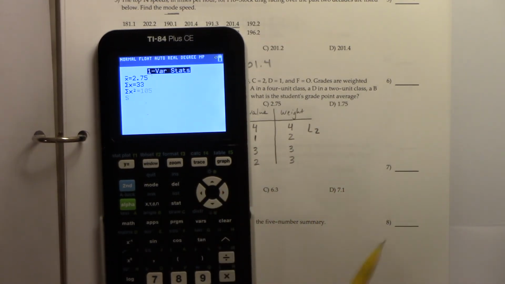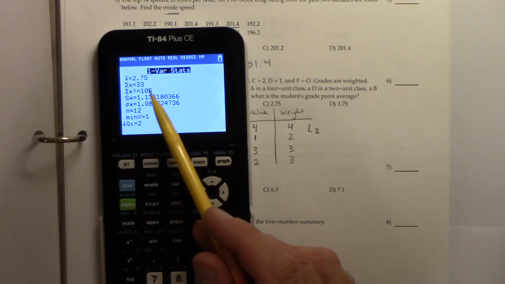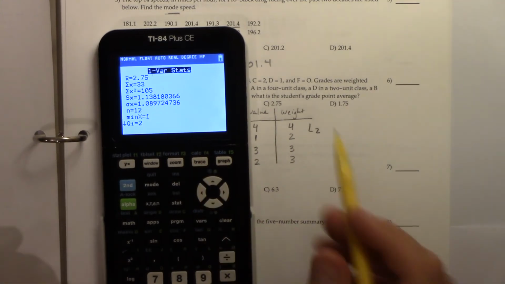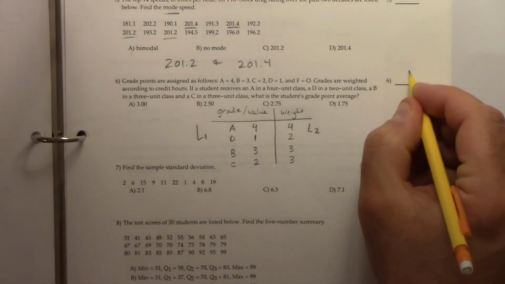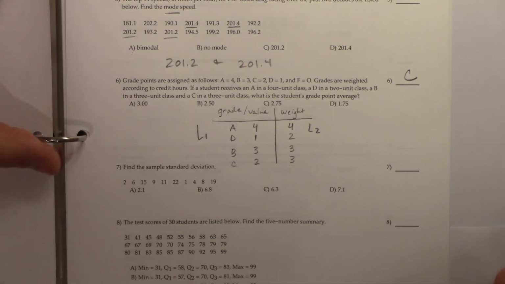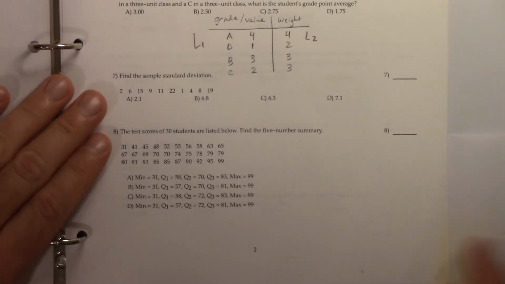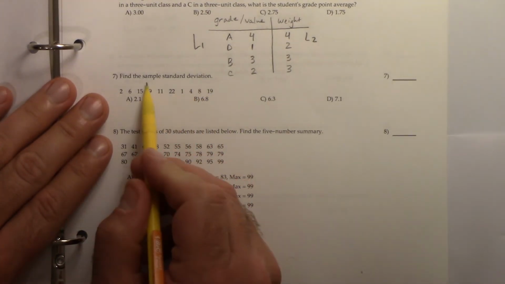Now I'm ready to calculate, and I see that that X bar value is 2.75. So 2.75, that looks like option C for our final answer. Go ahead and record that here. All right, so let's move down to problem number 7, where they ask us to calculate the sample standard deviation.